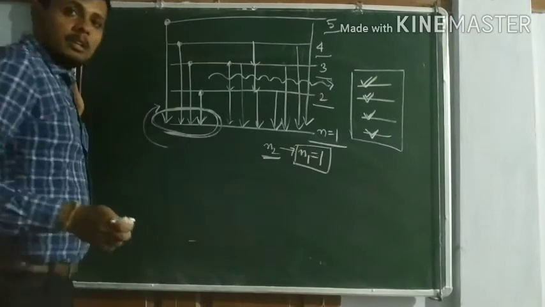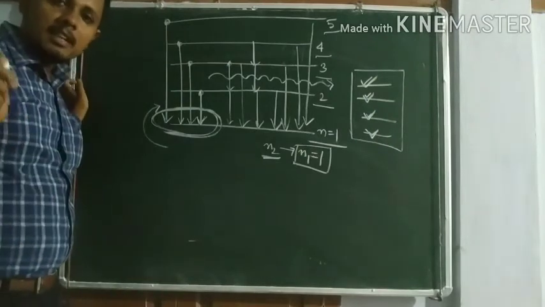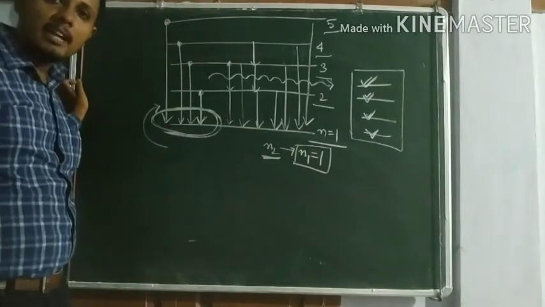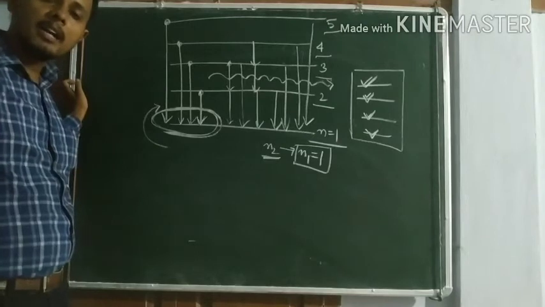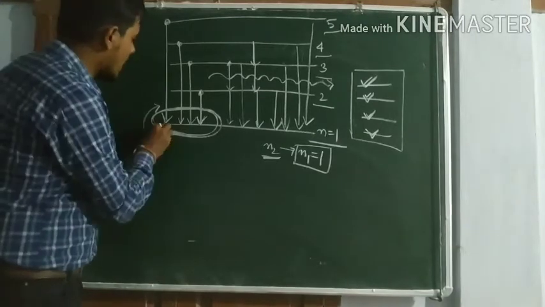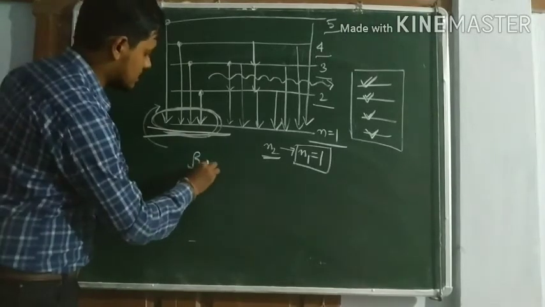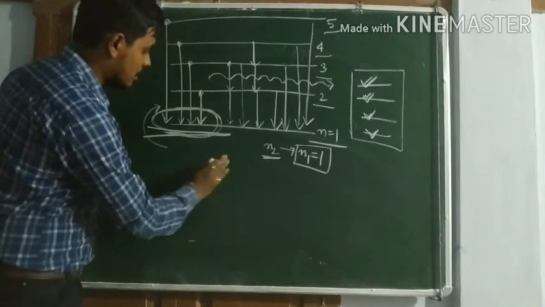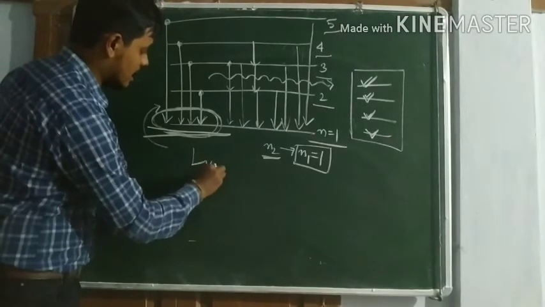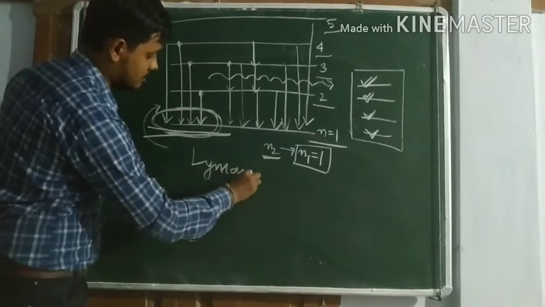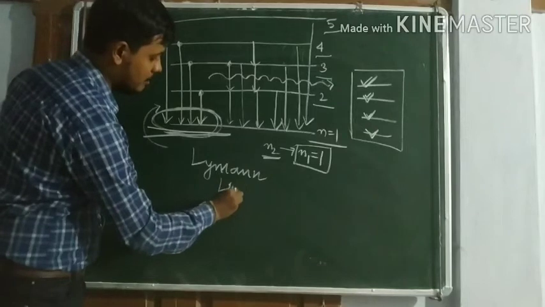Okay, so these lines that are obtained when an electron returns from a higher energy state to n equals 1 are called Balmer lines. Not Balmer lines, they are called Lyman lines. They are called Lyman lines.